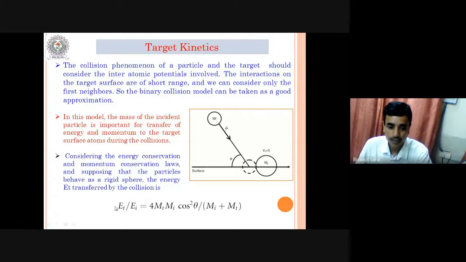If it is ET, just look into the last equation here, ET is the energy transferred to the target atom, and EI is the energy achieved during the acceleration in the plasma state. If the argon ion achieves energy EI and the part ET is imparted to the target molecule, then that can be obtained at the time of collision. This equation can be obtained by simple classical calculations: 4 mt mi cos squared theta divided by (mi plus mt) squared. So it depends on the angle of incidence of the collision. So these are the important things related to the target kinetics.